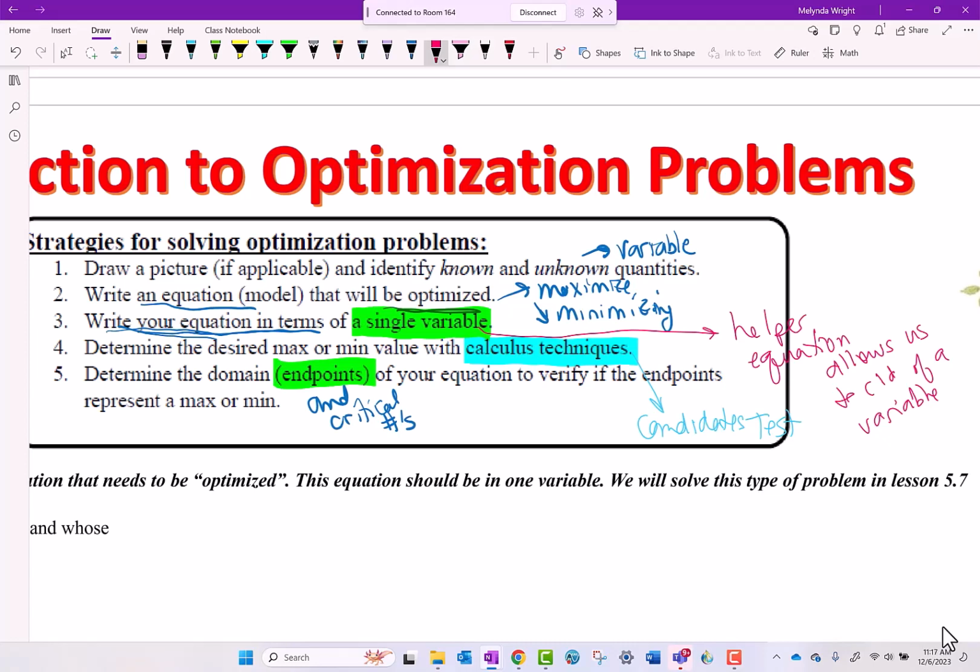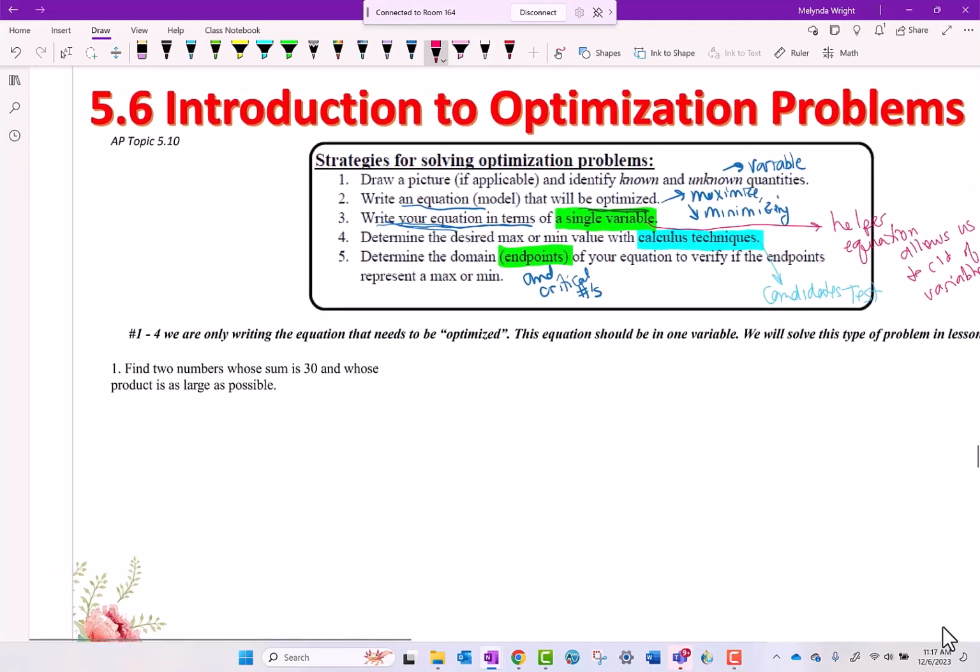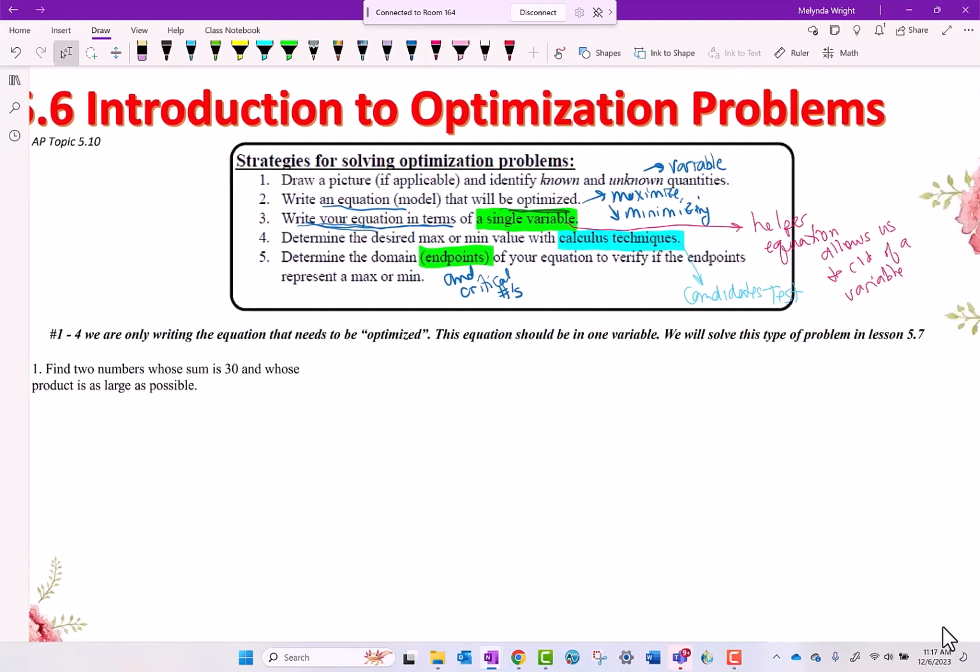Okay, so in these examples, numbers 1 through 4, we're only going as far as writing the equation that needs to be optimized. We're not going to solve yet. We will solve these types of problems in the next lesson. So this is like a preparatory lesson. We're just going to get it ready to solve. And just a reminder, the equation that we write has to be in one variable. We really do not have a choice. It must be in one variable.